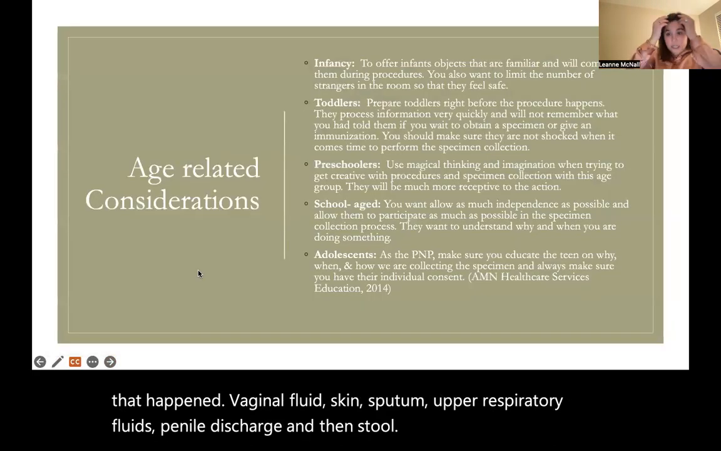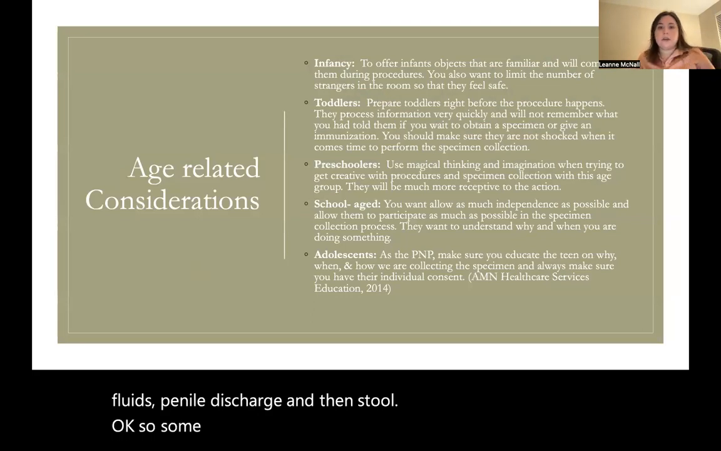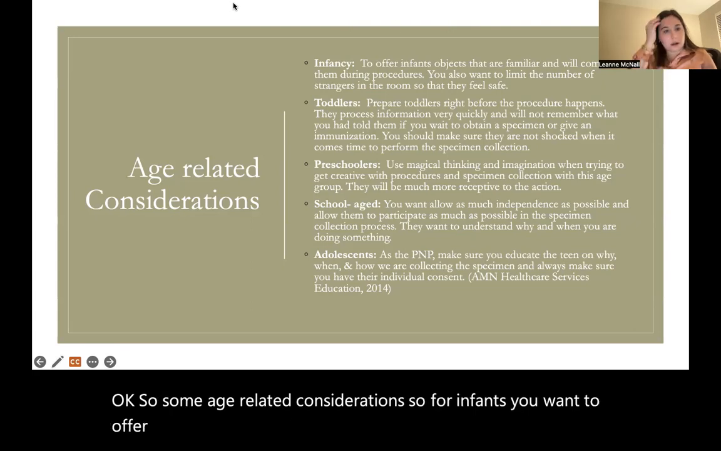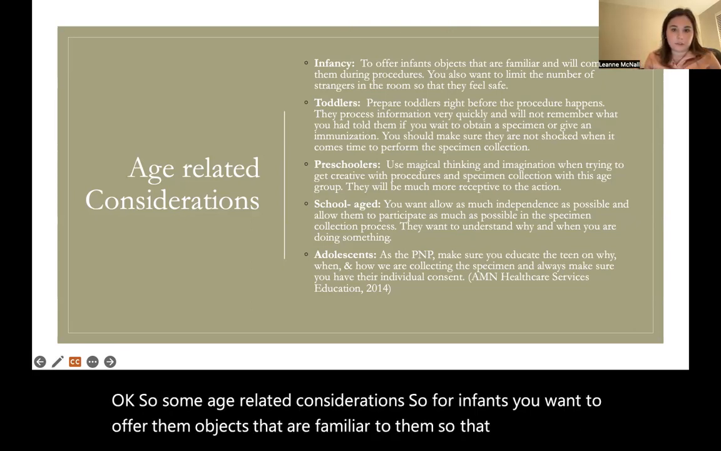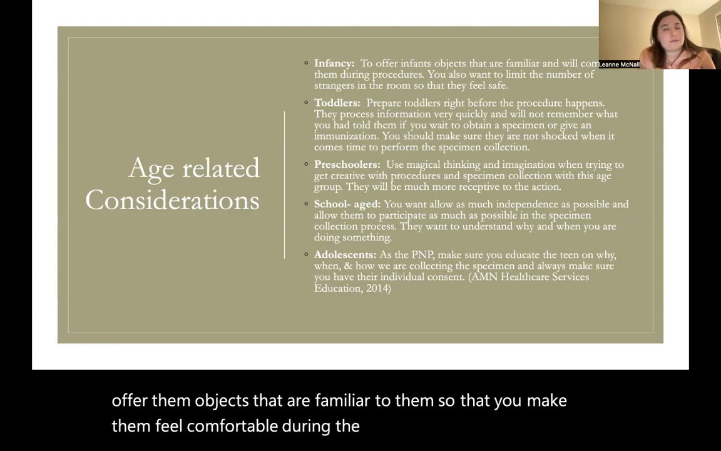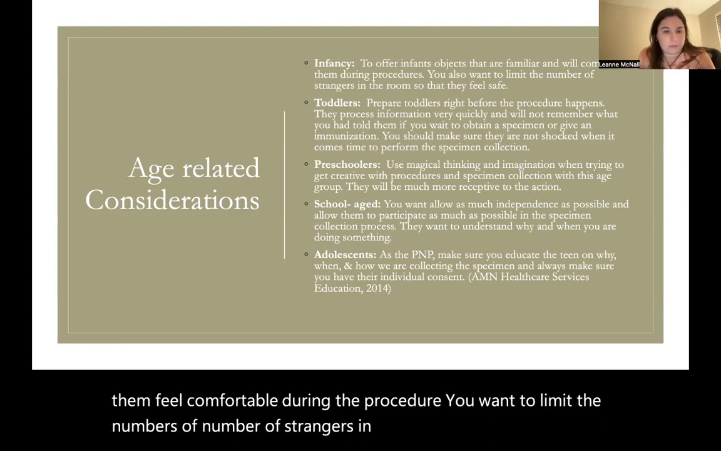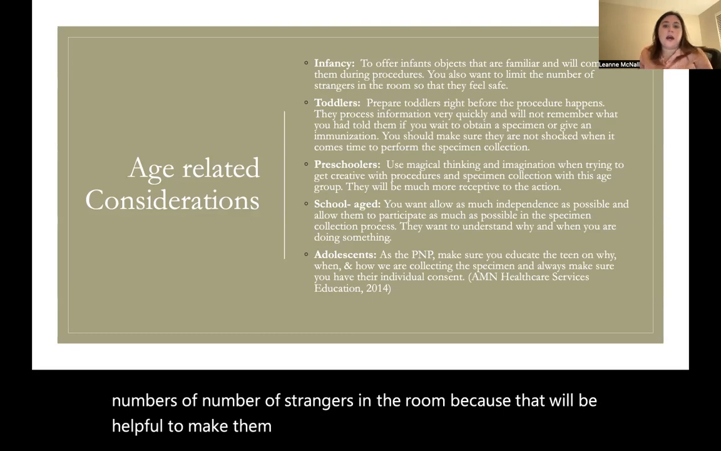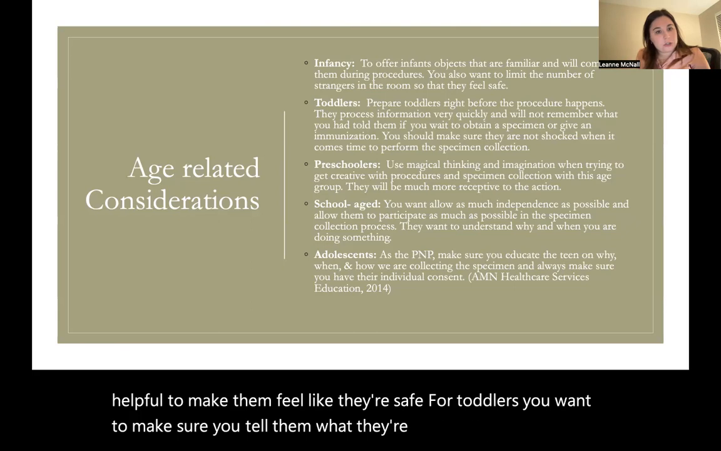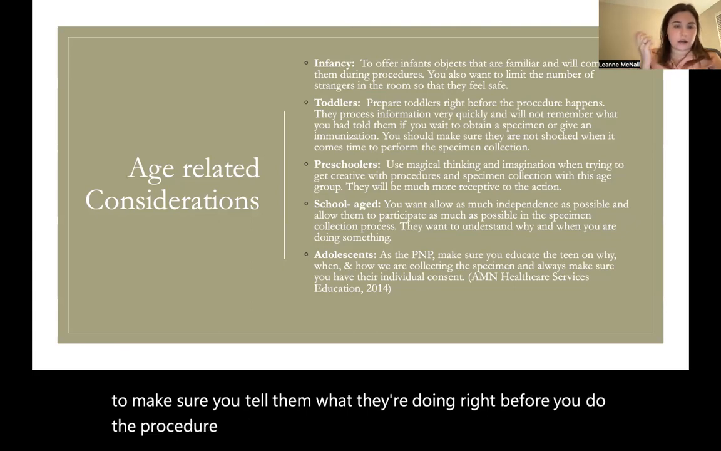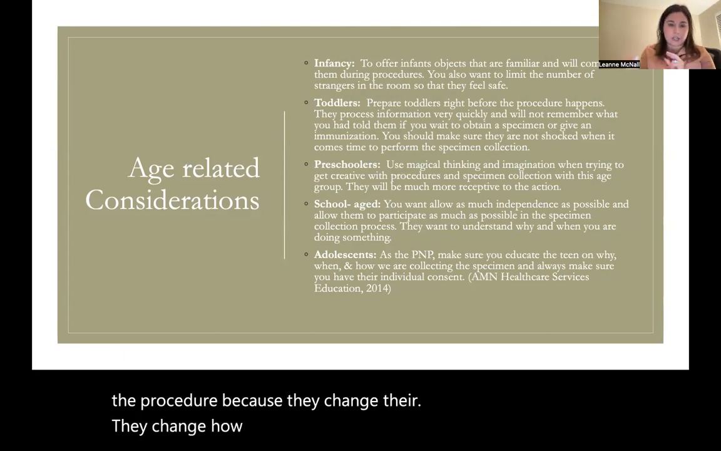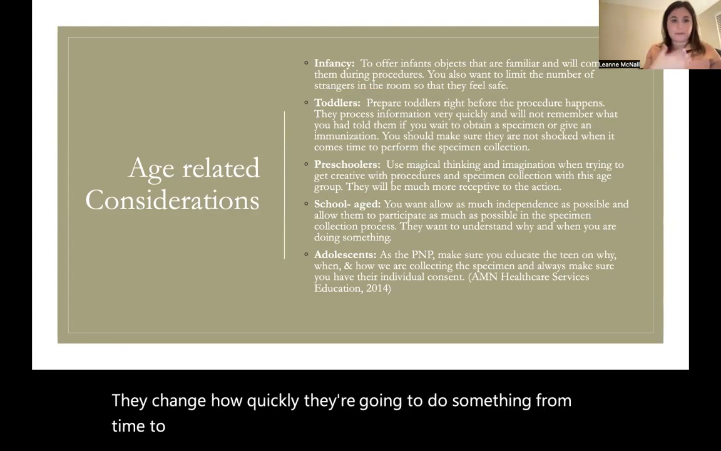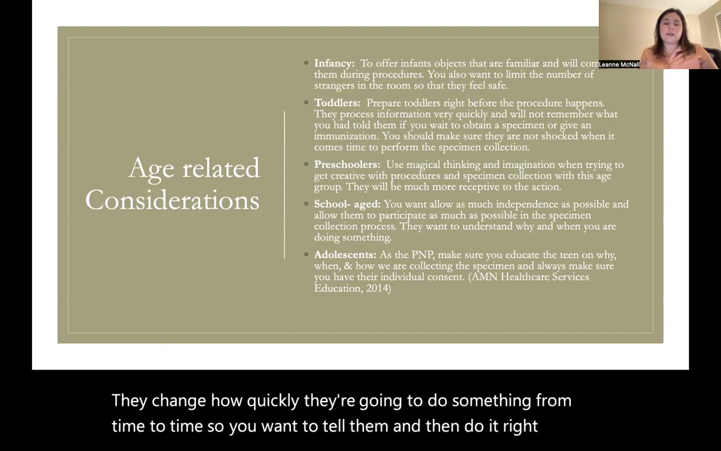Okay, so some age-related considerations. For infants, you want to offer them objects that are familiar to them so that you make them feel comfortable doing the procedure. You want to limit the number of strangers in the room because that will be helpful to make them feel like they're safe. For toddlers, you want to make sure you tell them what you're doing right before you do the procedure because they change how quickly they're going to do something from time to time. So you want to tell them and then do it right away so that they're not scared.